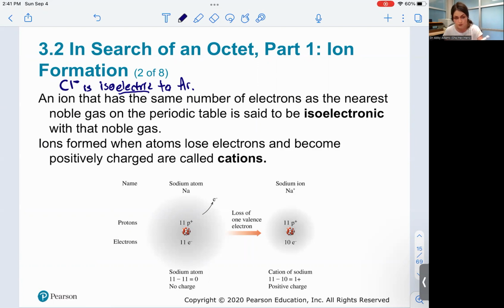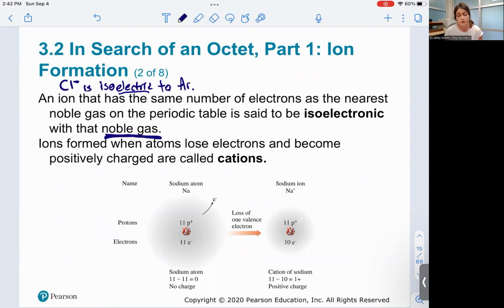All right, but when an ion has the same number of electrons as the nearest noble gas on the periodic table, it's said to be isoelectronic with that noble gas. So think of that in particular: isoelectronic with that noble gas. All right. So we're going to be talking about either something that is just one before or one after that noble gas on the periodic table. Okay. One before, one after. Basically, I'm talking about the atomic number, right? I'm talking about the number of electrons.